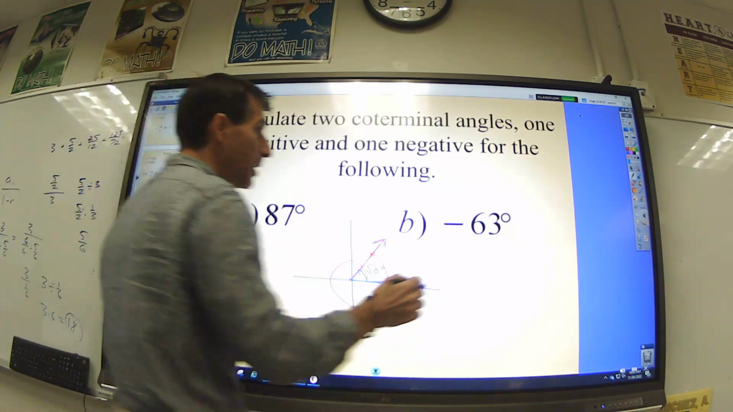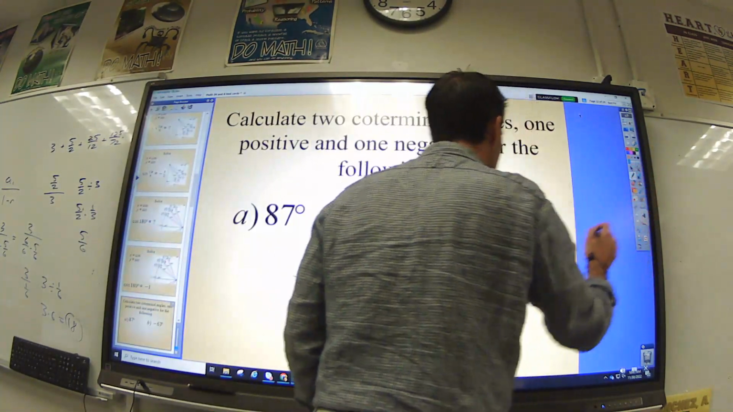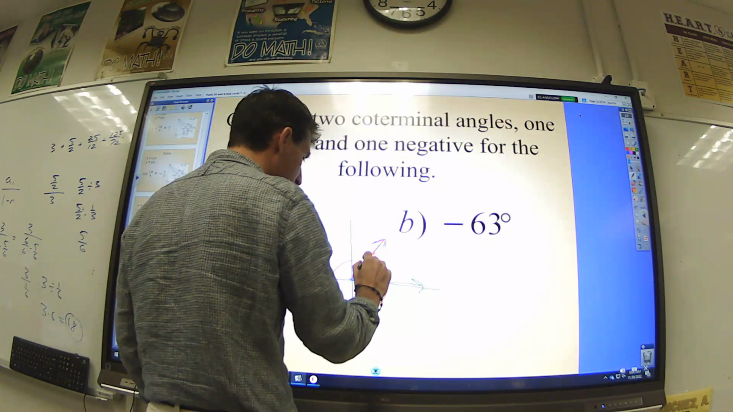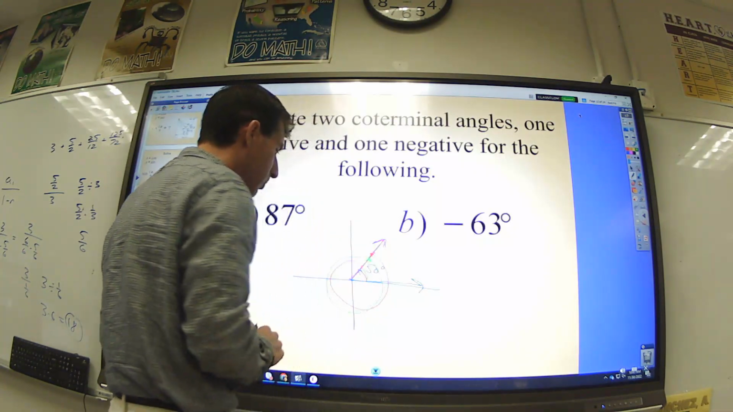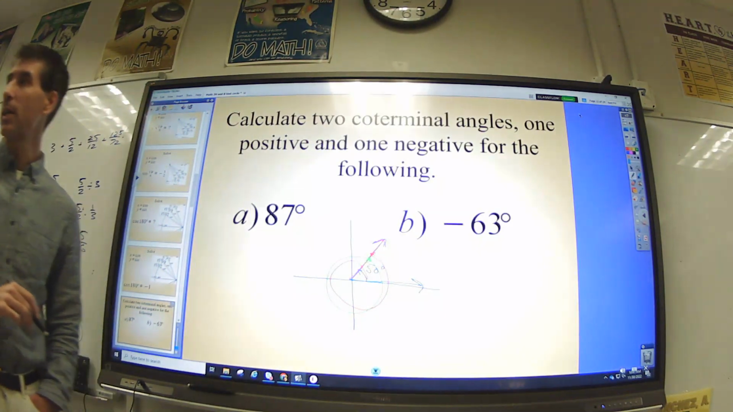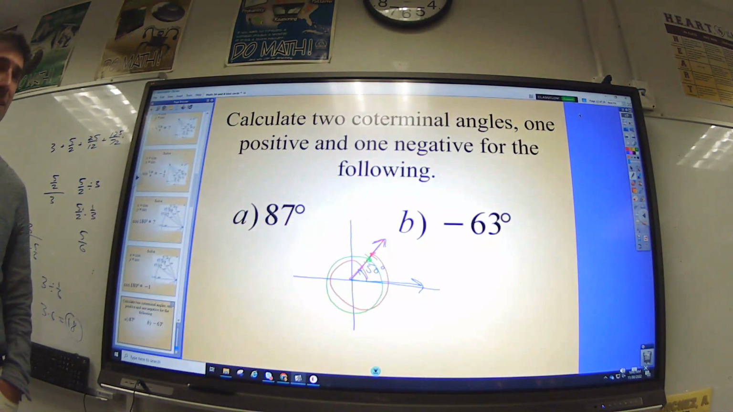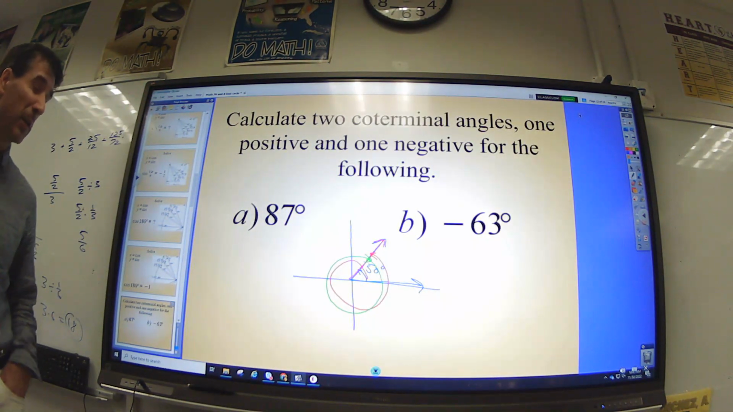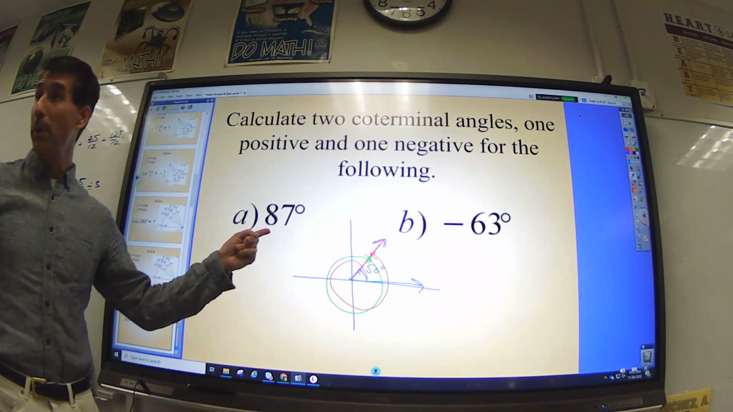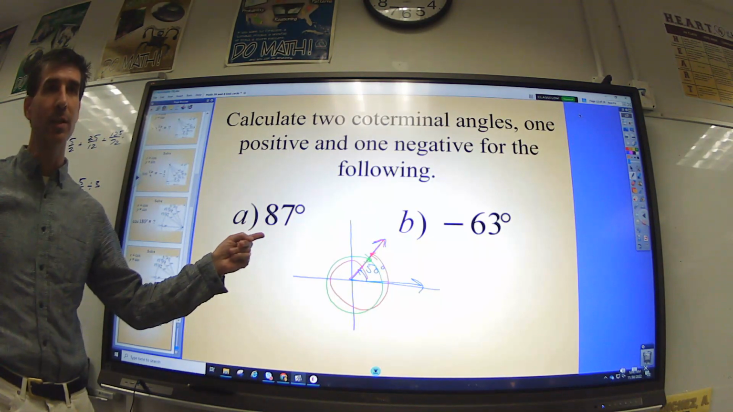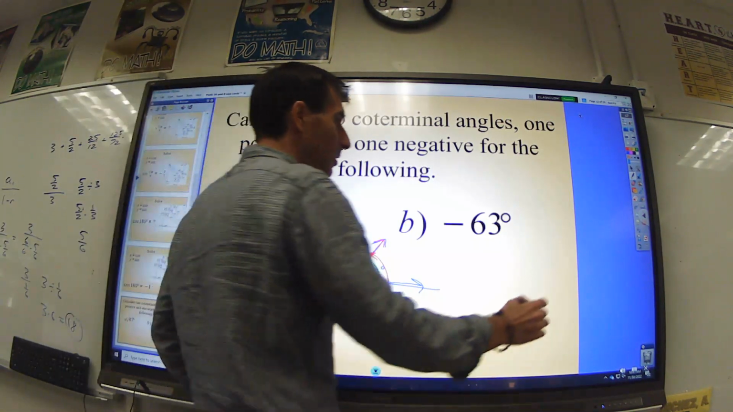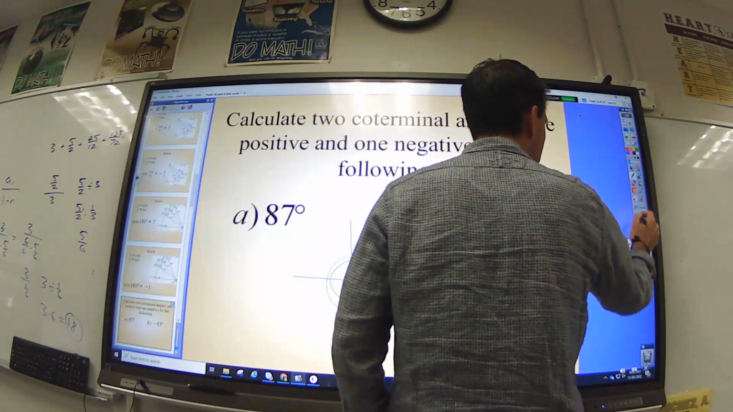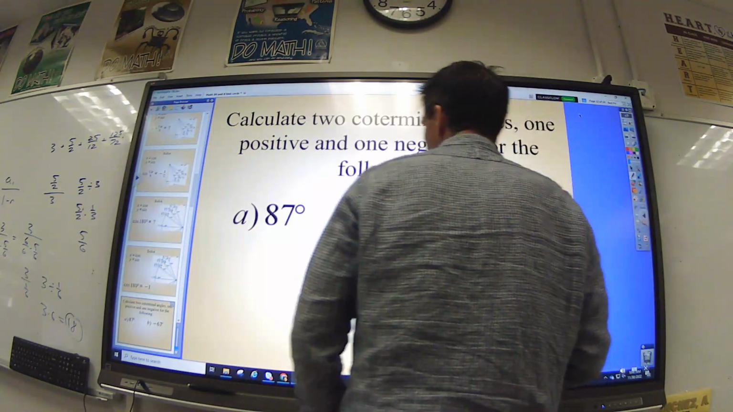What if I went in the green direction? What if I went this way? Subtract 360, and you'll have your negative angle, right? So basically, long story short, add 360 to get your positive, subtract 360 to get your negative. What a pain. Got to add them up.